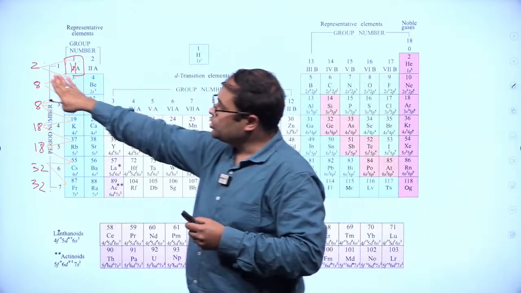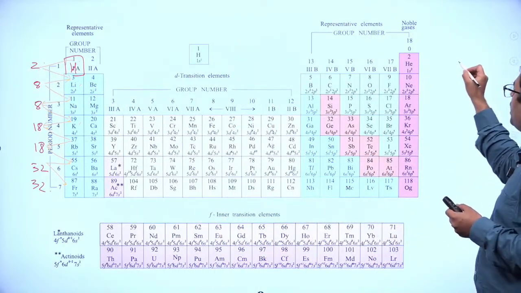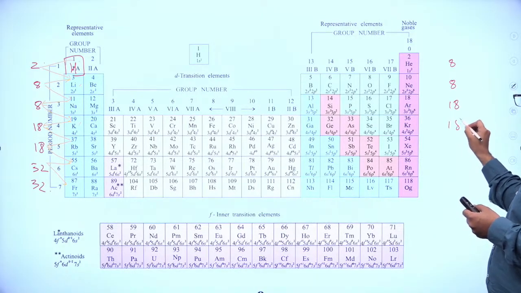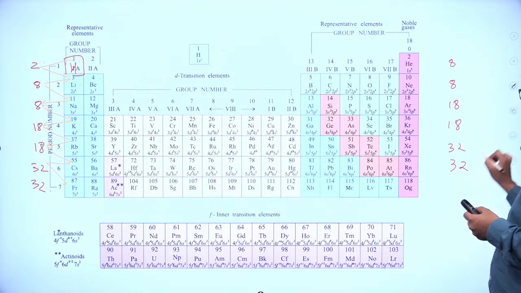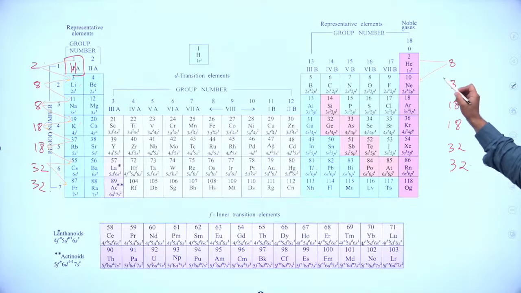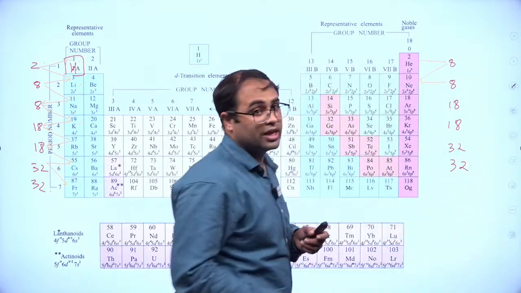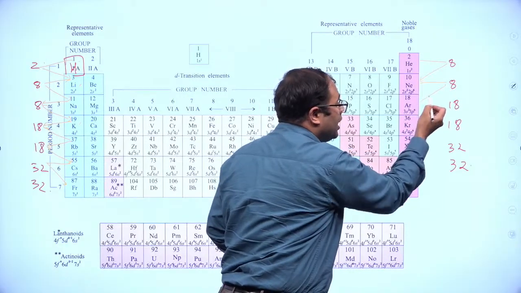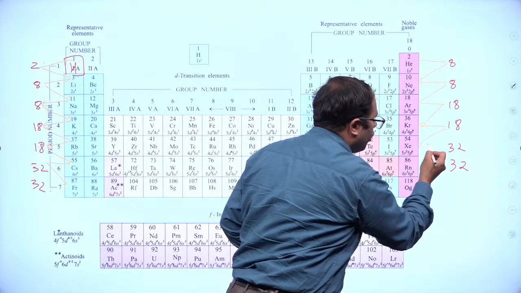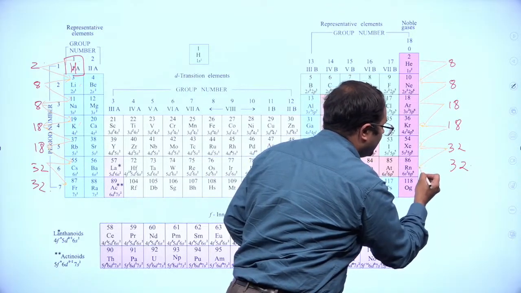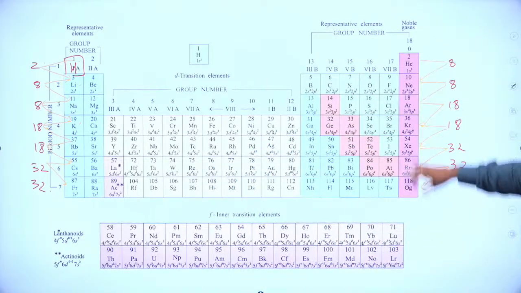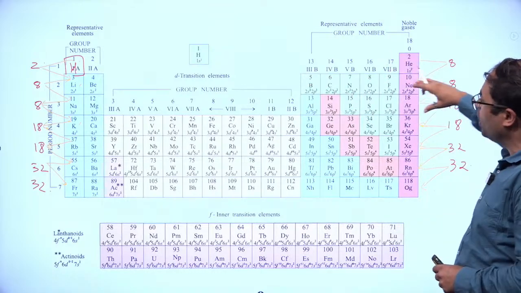Here, remove this 2, not required. Directly take 8, 8, 18, 18, 32, 32. So how will you do this here? 2 plus 8, 10. 10 plus 8, 18. 18 plus 18, 36. 36 plus 18, 54. 54 plus 32, 86. 86 plus 32, 118. Right? Like that you get atomic numbers everywhere. If you know the atomic number of the first, you can get that.